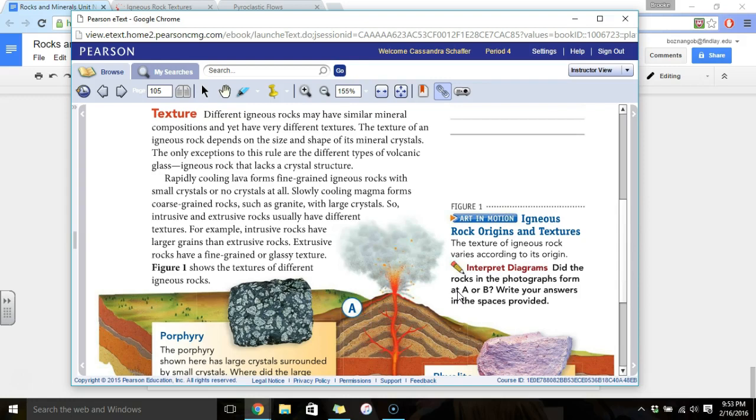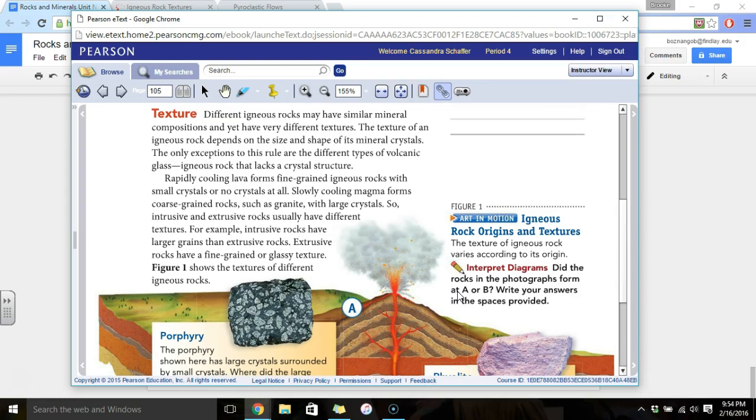Texture. Different igneous rocks may have similar mineral compositions and yet have very different textures. The texture of an igneous rock depends on the size and shape of its mineral crystals. The only exceptions to this rule are the different types of volcanic glass, igneous rocks that lack a crystal structure. Rapidly cooling lava forms fine-grained igneous rocks with small crystals or no crystals at all. Slowly cooling magma forms coarse-grained rocks such as granite with large crystals.